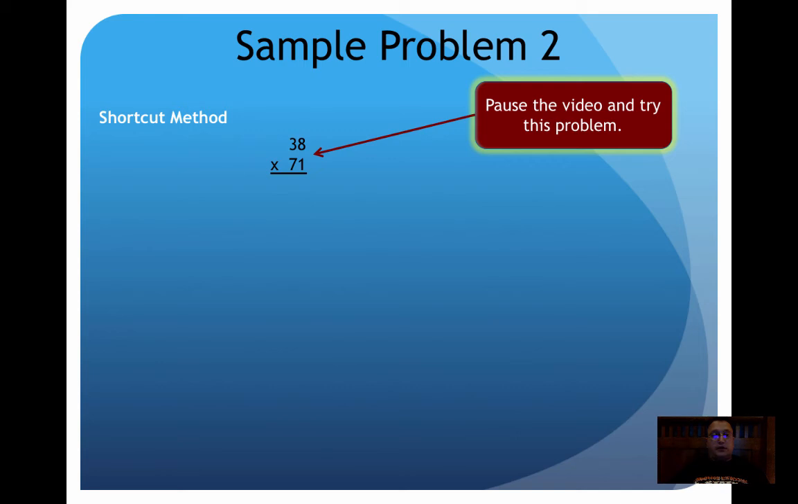Now you don't have to lay out all the steps that I did. I'm going to go through it step by step, but I just want to see you working through this in the shortcut method. So go ahead and pause the video and try this problem, and then come back when you're ready to take a look at it.